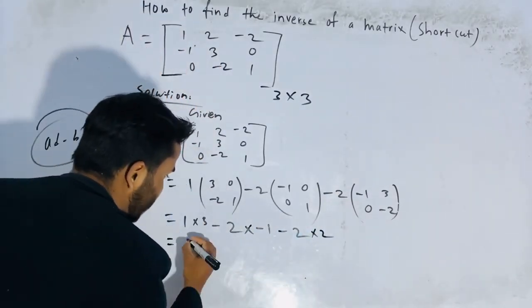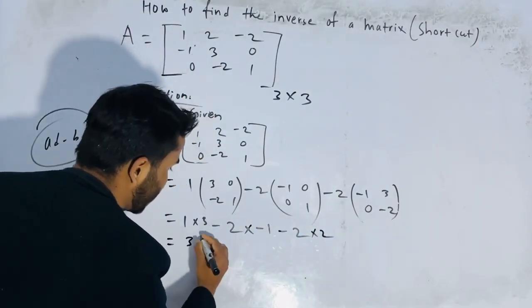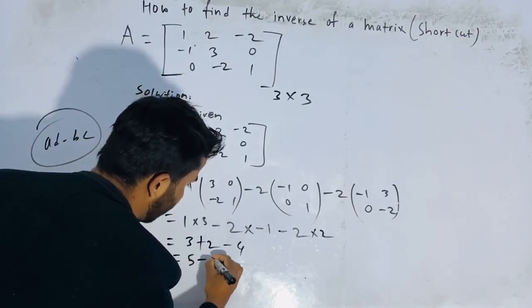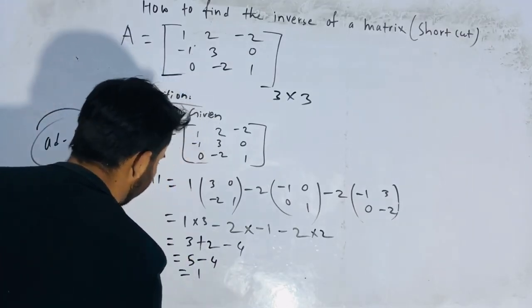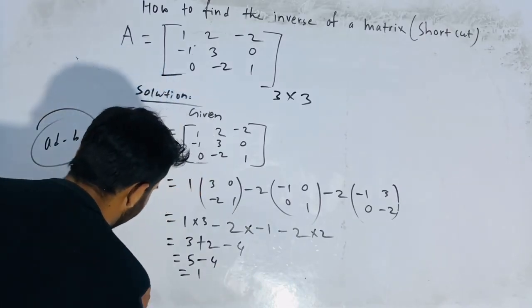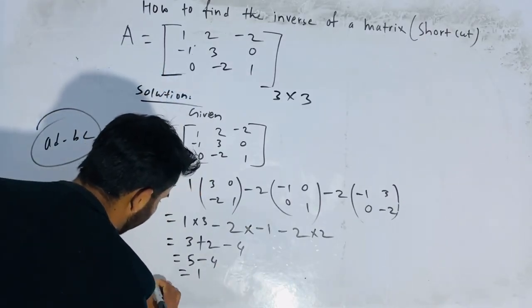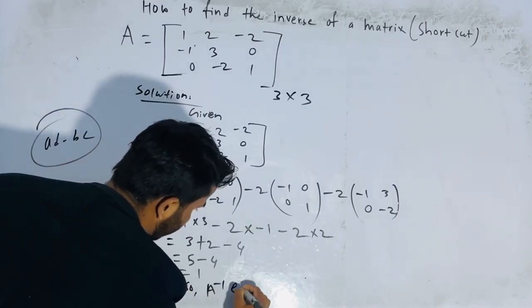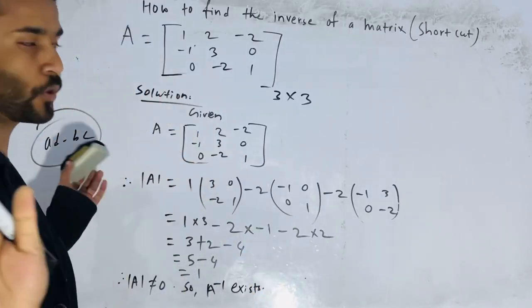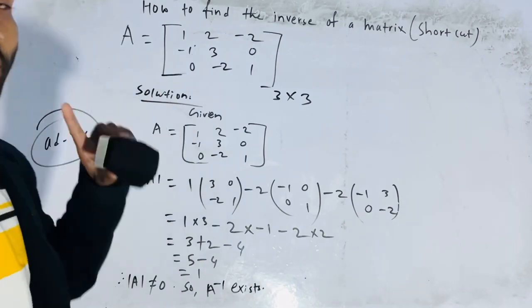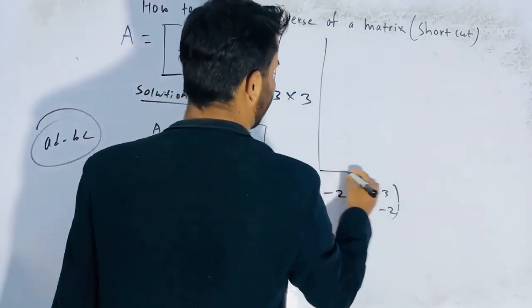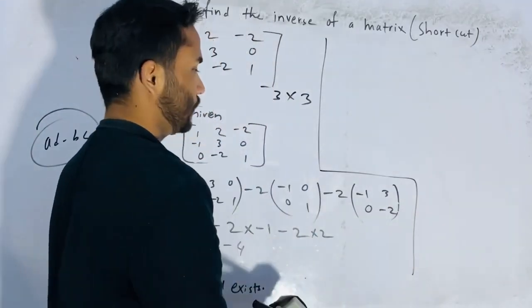So now let's calculate. 3 minus, it becomes plus 2, then minus 4. Now again let's calculate. 5 minus 4 gives 1. So we can write, therefore the determinant of A doesn't equal 0. So the inverse exists. I hope you have understood up to this. Now we are going to solve the next step. Now we have to calculate the adjoint. So how are we going to calculate?